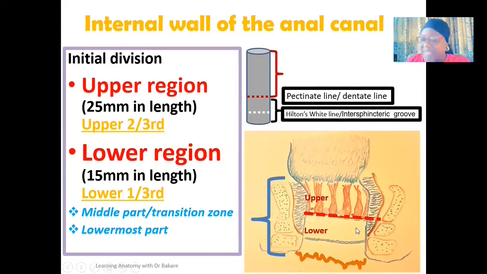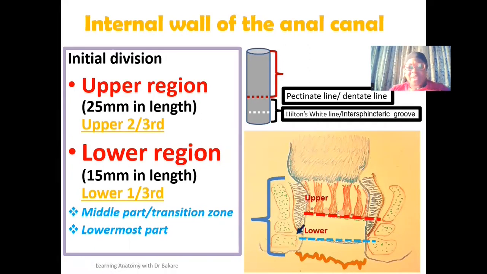Using this image down here, we already have the upper two-thirds and the lower one-third, and it is the lower one-third that is further subdivided into two. In this region we have the Hilton's white line, which is at the level of the intersphincteric groove. The intersphincteric groove is created around the lower limit of the internal anal sphincter, where it meets the external anal sphincter. This groove is located at the inferior limit of the internal anal sphincter, where it forms an intercept with the external anal sphincter.